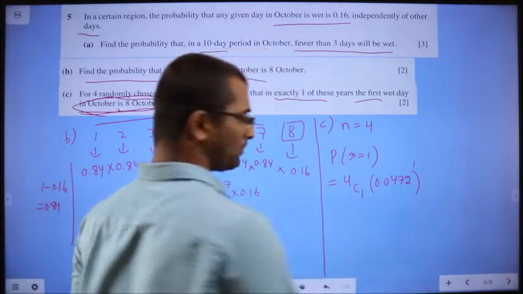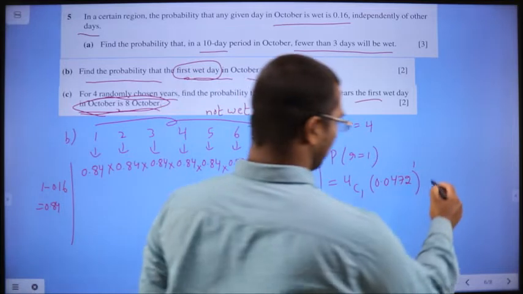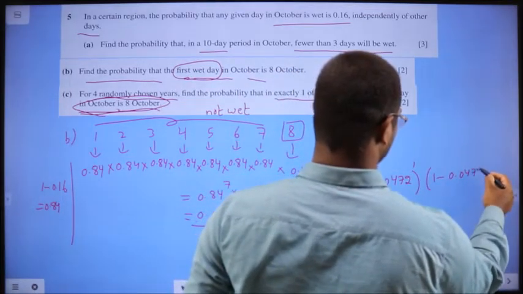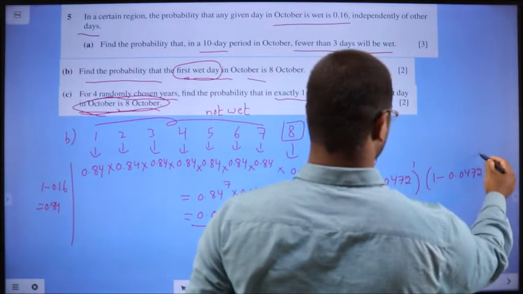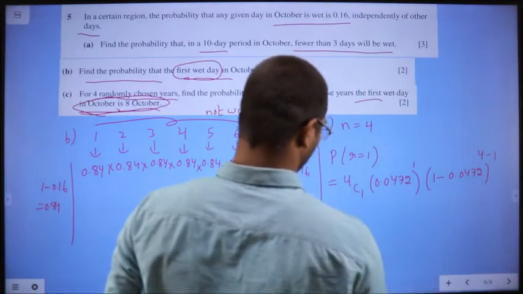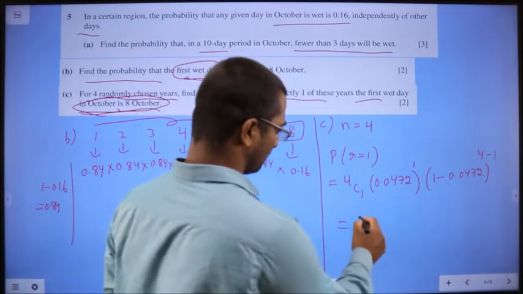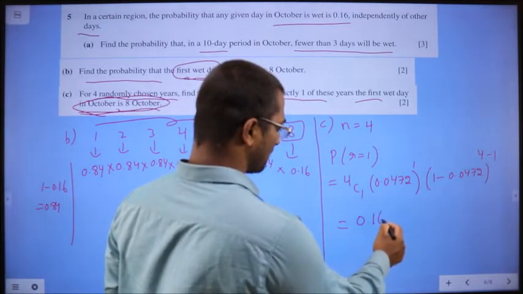0.0472 into (1 minus p), that is (1 minus 0.0472) power n minus r, so 4 minus 1. Put all at once in the calculator. You get 0.163.